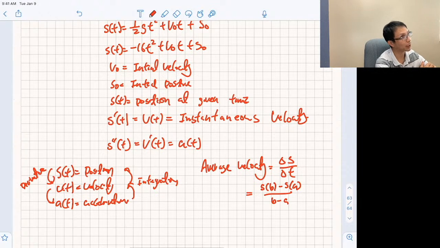So I'm actually driving 20 miles per hour, because 20 miles is a change in distance over change in time. Those are the things that are very, very crucial. Does that make sense? Okay.